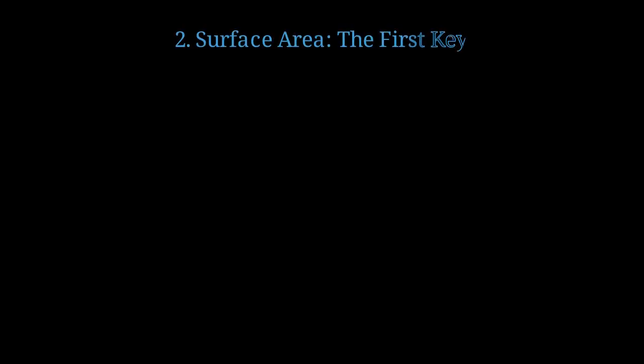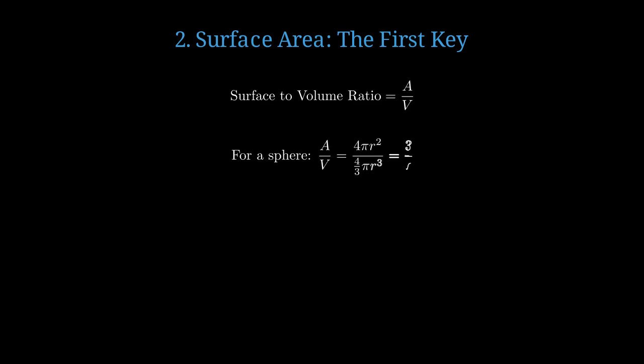The first reason for this transformation is dramatically increased surface area. The key metric is the surface-to-volume ratio. As particles get smaller, this ratio increases dramatically. For a sphere, the surface-to-volume ratio equals 3 divided by the radius. Notice this increases as radius decreases. Let's compare actual numbers for different sizes of gold particles.